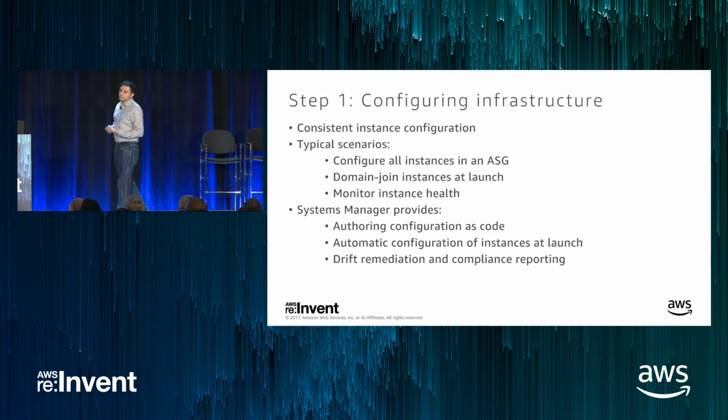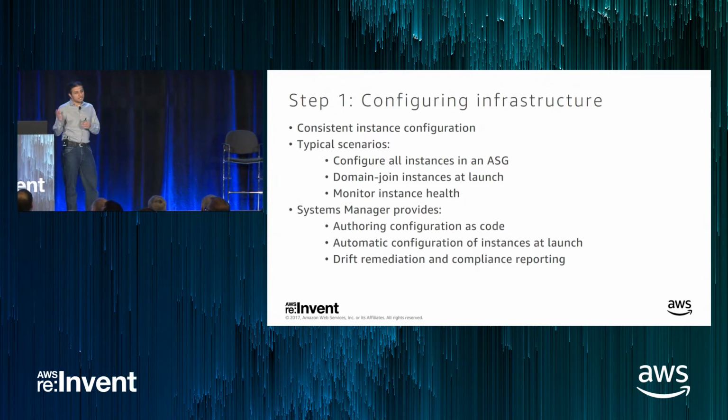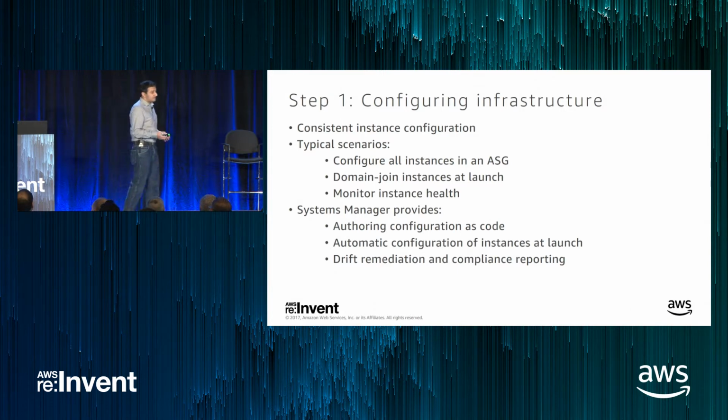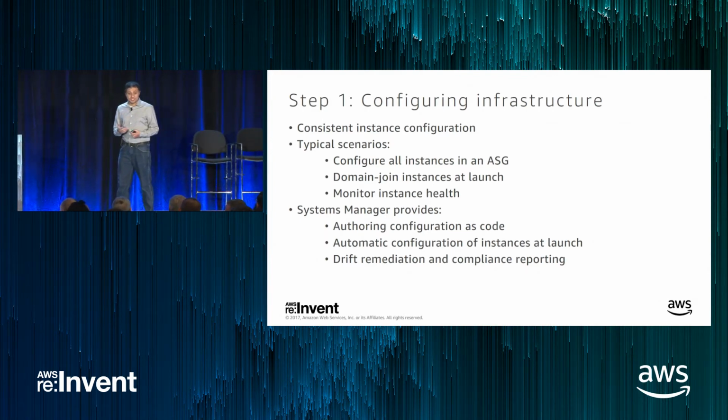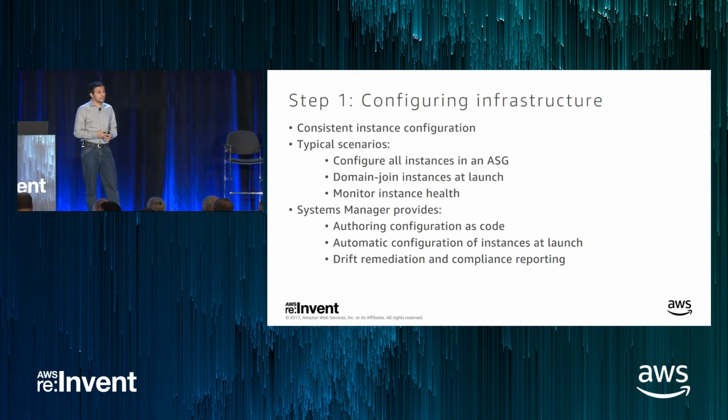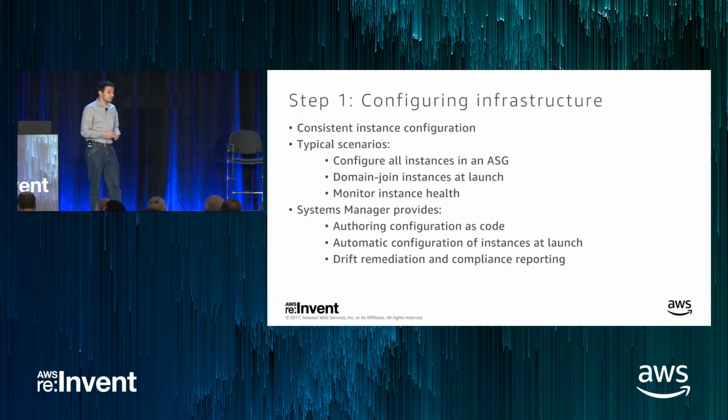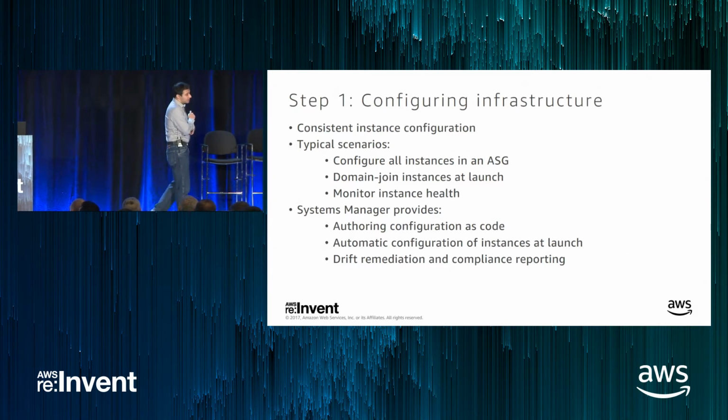When it comes to infrastructure configuration, typical scenarios that I've come across are things like spinning up a bunch of instances in an auto-scaling group, and you want to make sure that some software is installed on them, some ports are configured a certain way, they're domain joined, or you may want to configure monitoring and alarming on those instances or that infrastructure. Using Systems Manager, you can author your configuration as code. You can set it up so that instances are automatically configured at launch without any manual intervention. And you can have automatic drift detection, remediation, and then reporting.